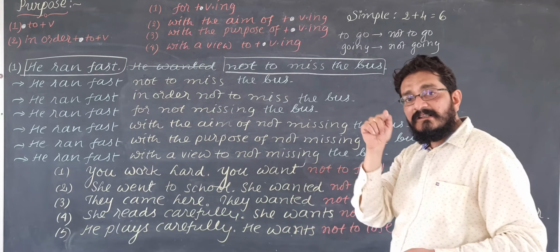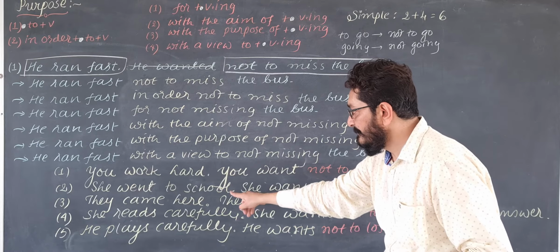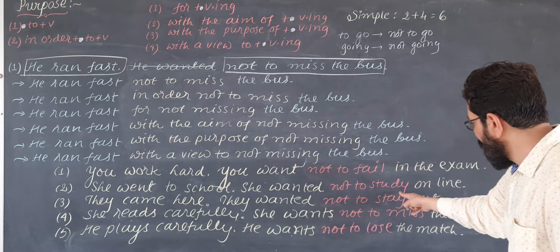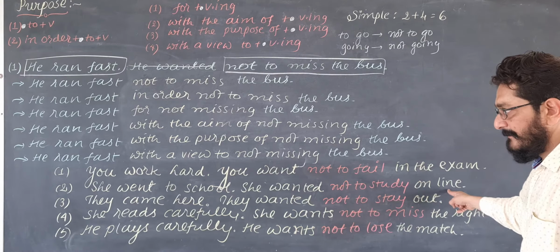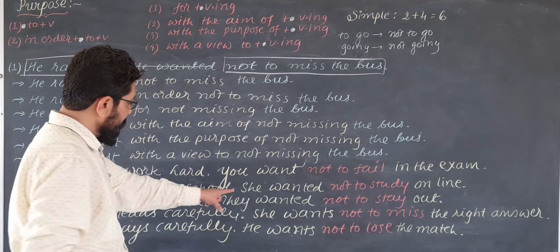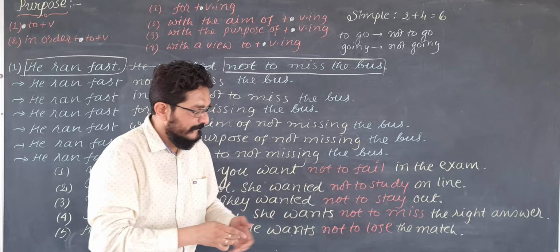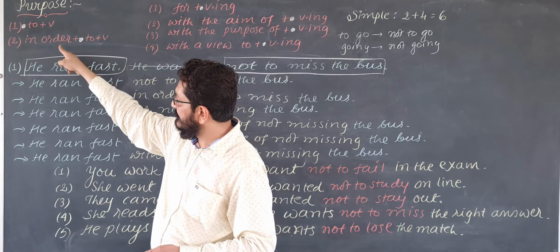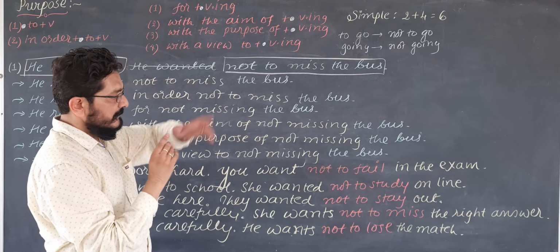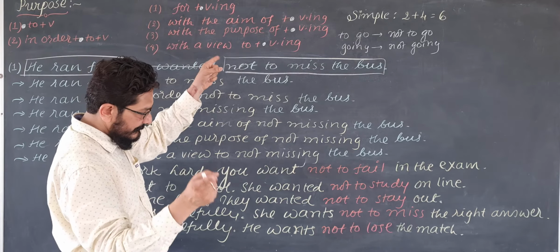Now again, sing with me. Here, second sentence. She went to school. She wanted not to study online. She went to school not to study online. Just keep a watch here also. 2 plus 1, in order 2 plus 1. 4 plus VIND: with the aim of, with the purpose of, with a view.